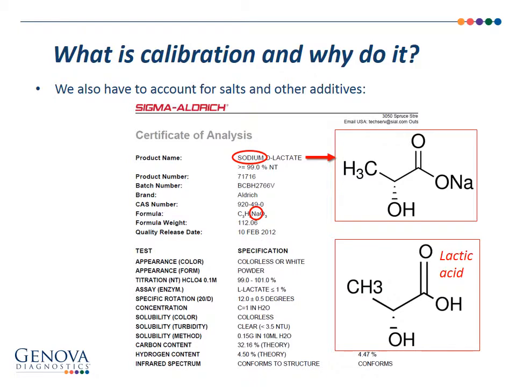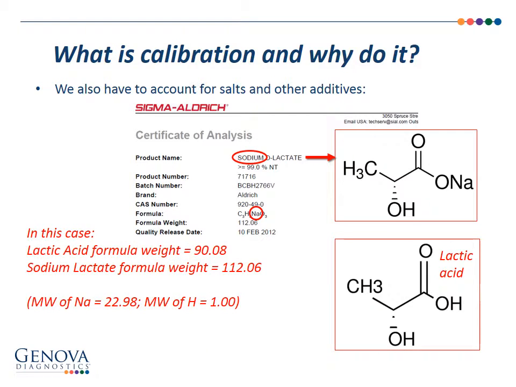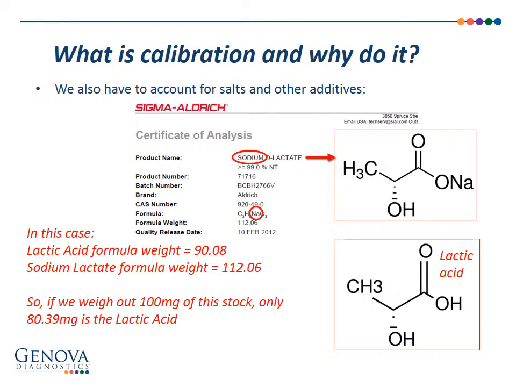So what does this mean as far as your calibration? Lactic acid formula weight is 90.08, and sodium lactate formula weight, the sodium version of lactic acid, is 112.06, which makes sense. The math works. The molecular weight of sodium is just under 23, and the molecular weight of hydrogen is 1. But what does this mean if we're actually weighing out powders to make a calibration solution? It means if we weigh out 100 milligrams of this particular stock, only 80.39 milligrams is actually lactic acid. The rest of it is the salt. That's how we found that math there.